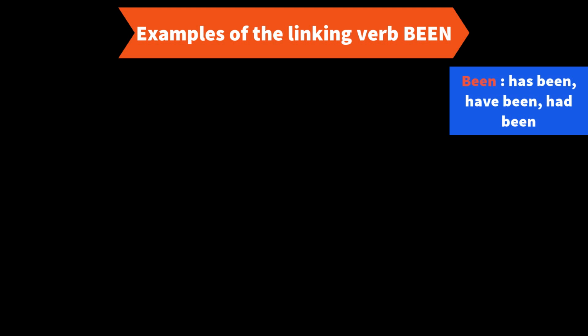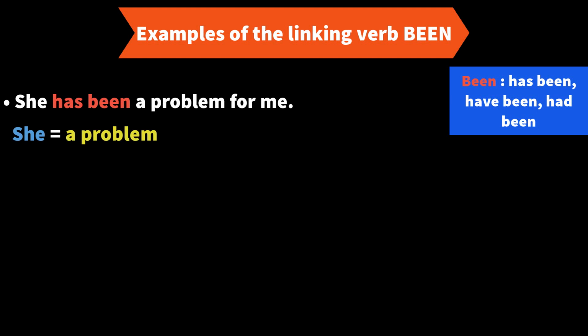Now let us take some examples of the verb been, right? Now the verb been includes has been, have been, and had been, right? These also work as a linking verb. Let me show you some examples. She has been a problem for me. Here has been is the linking verb, guys, that's linking the subject she to the subject complement problem. What is she? A problem. She equals a problem.